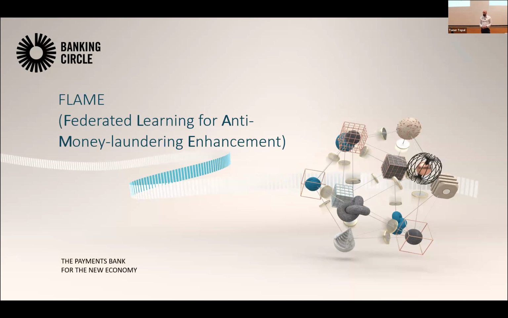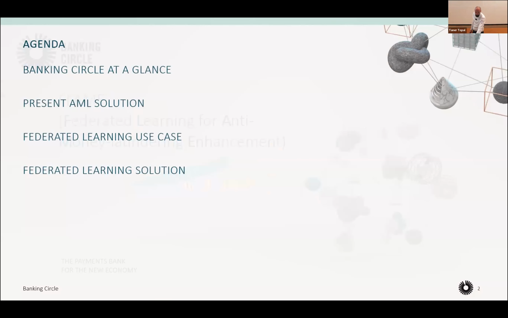Before that, I was with the University of Luxembourg, where I got my PhD working on data trading with banks for KYC specifically. And today I'm going to take you through Flame, or our federated learning for anti-money laundering enhancement system that we built and use in Banking Circle. So I'll take you through who we are as Banking Circle, what we do for AML, or anti-money laundering at present, why we have a use case for federated learning, and then what we built.